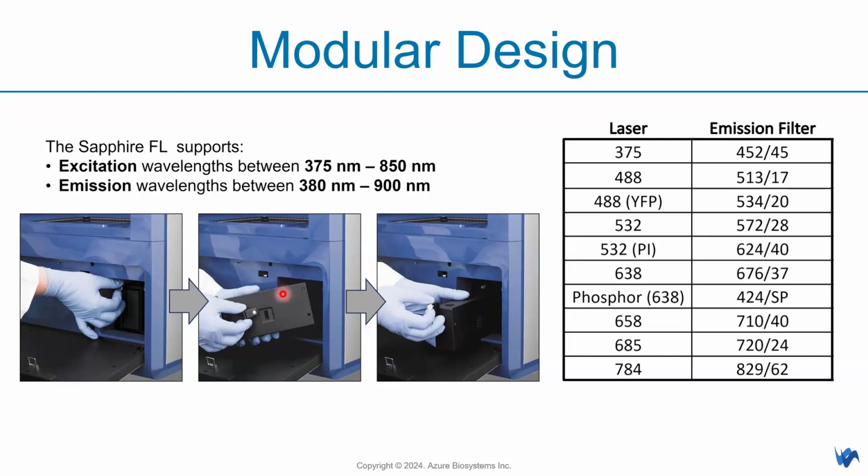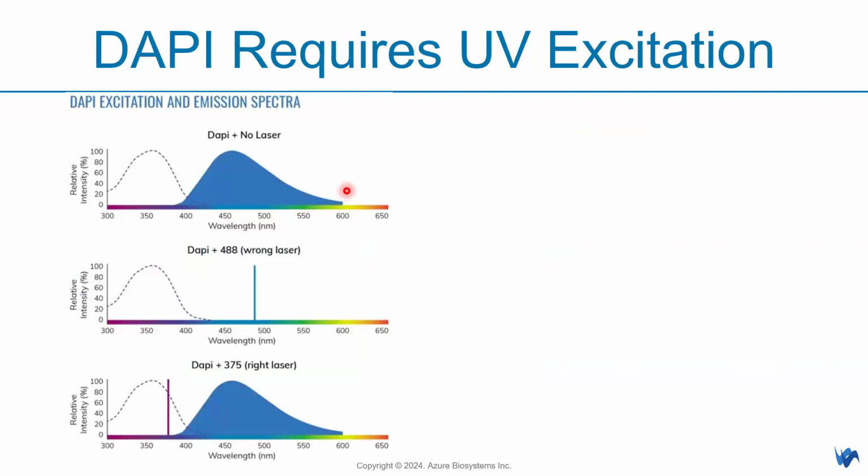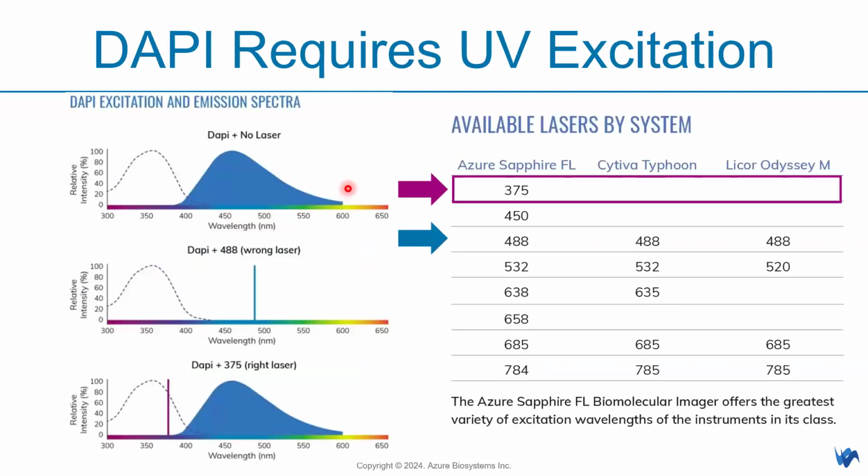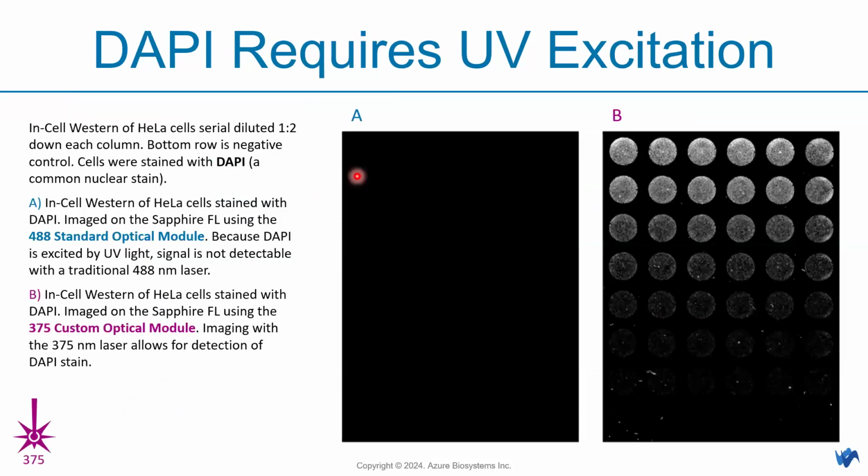You can see here we have the filters that allow you to plug in and plug out, so you can mix and match the laser and the emission filters. With that, Sapphire FL is able to image DAPI. DAPI is a very good and cheap stain for cells. So if you have samples with DAPI signals, Sapphire FL is able to image that. DAPI, as we know, requires UV excitation. So this is just example data where we have a DAPI stain imaged in Azure Biosystems using DAPI.